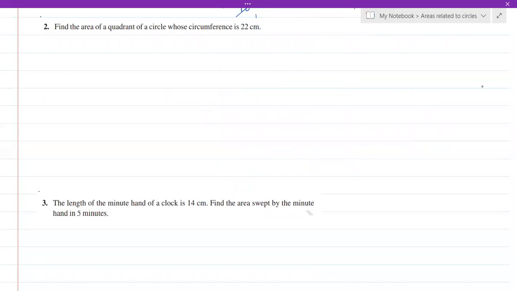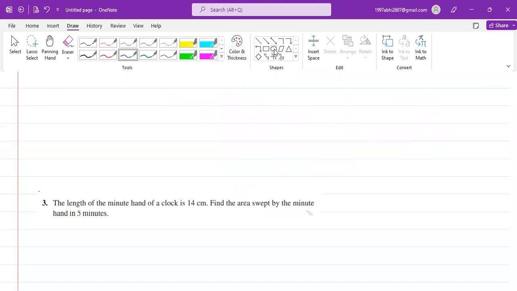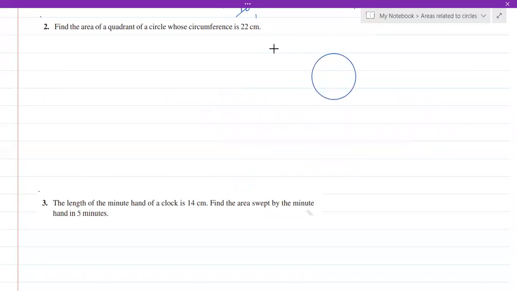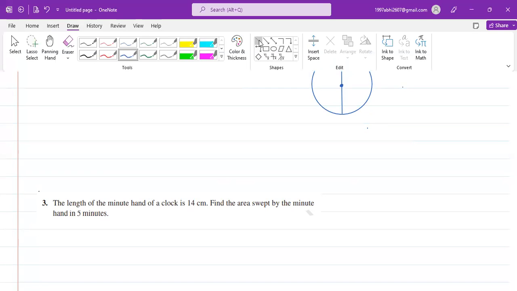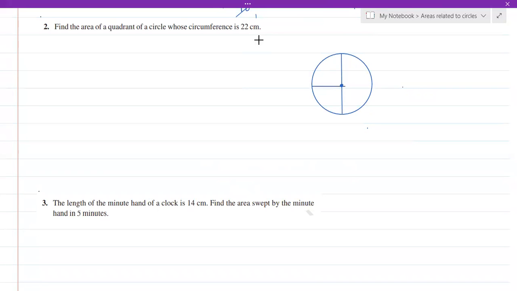Now find the area of the quadrant of a circle whose circumference is 22 centimeters. What is this quadrant? Let's take a circle. Now let's draw two diameters in such a way that they are perpendicular to each other. Let's say this is one diameter and the center is here. Let's take another diameter such that both diameters are perpendicular to each other. You can see the angle is 90 degrees, isn't it?